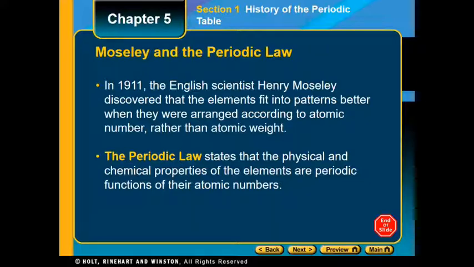The periodic law says that physical and chemical properties of elements are periodic functions of their atomic numbers. So again, the word periodic there is just a repeating pattern. If I were to put it in other terms, the chemical properties are a pattern based on atomic number. If you put all the elements in order of increasing atomic number, these patterns of properties will repeat themselves.